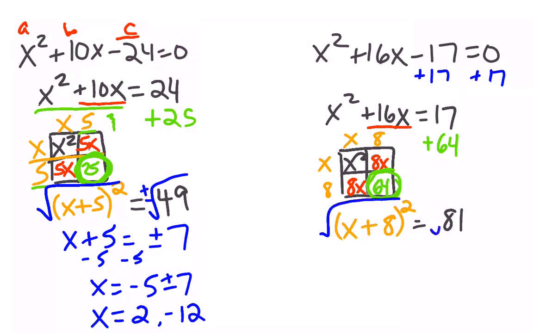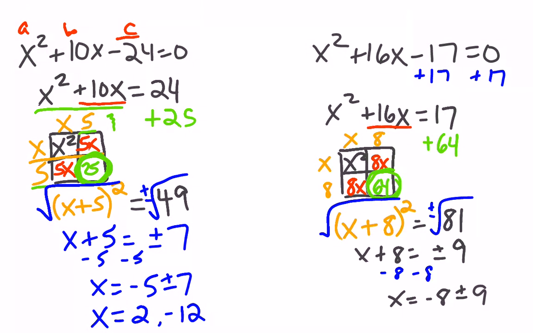Take the square root of both sides. Don't forget the plus or minus. So x plus 8 equals plus or minus 9. And then we'll subtract 8 from both sides. So x equals negative 8 plus or minus 9. So x equals negative 8 plus 9, which is 1, and negative 8 minus 9, which is negative 17.